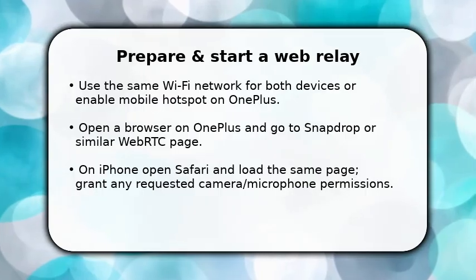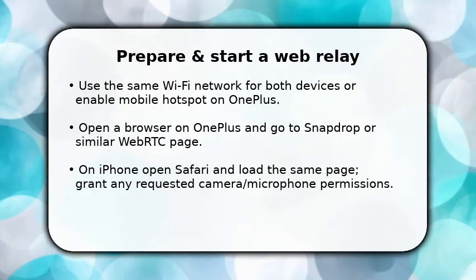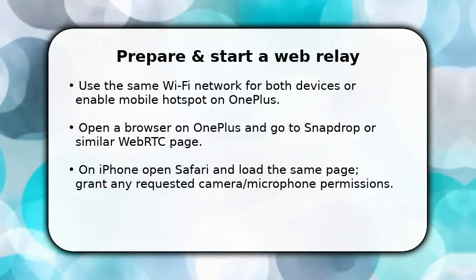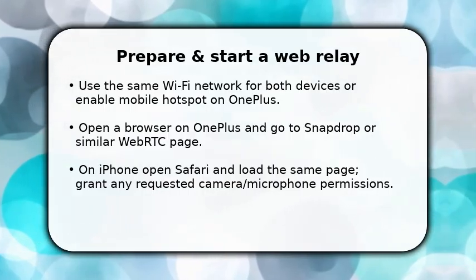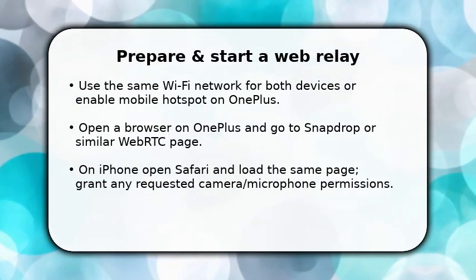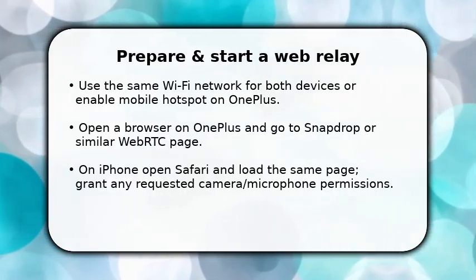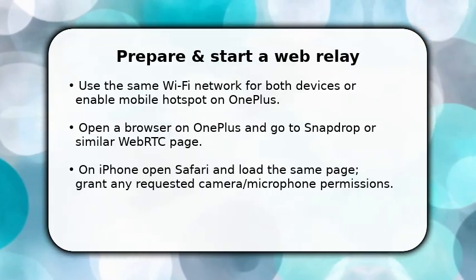You begin by creating a direct browser relay to avoid app incompatibility. On your OnePlus, join the same Wi-Fi or enable its hotspot, then open Snapdrop. Make sure your iPhone is on the same network and open Safari to the same site. Once done, both devices will see each other instantly.